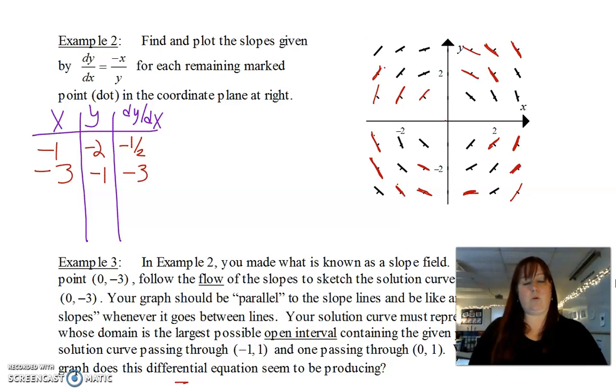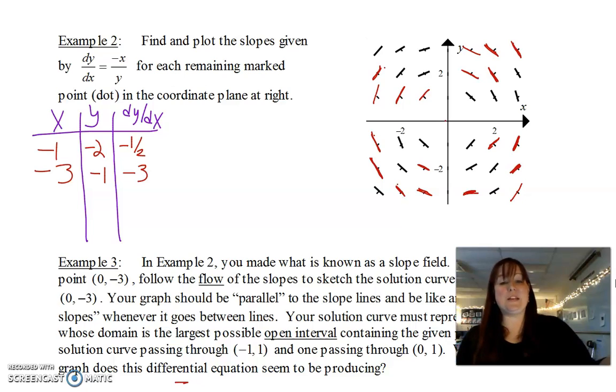Okay, I think we filled them all out. Whew! It only took 9 minutes. All right, so here's our slope field. So in example 2, we made a slope field.